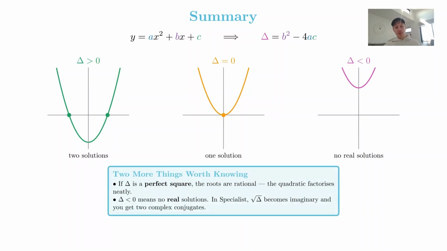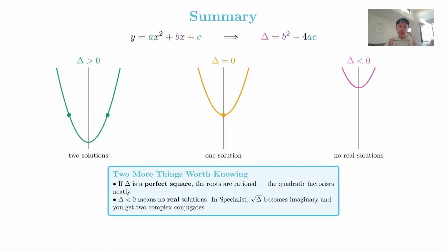Okay, two things worth knowing. If the discriminant is a perfect square, the roots are rational. Now, I encourage you to think about the perfect squares. You probably learned about that before. Basically, the quadratic factorizes very neatly, and you get rational solutions. Basically, that means there's no surds in your solutions.